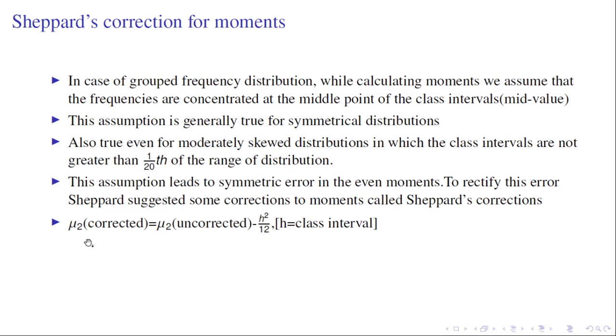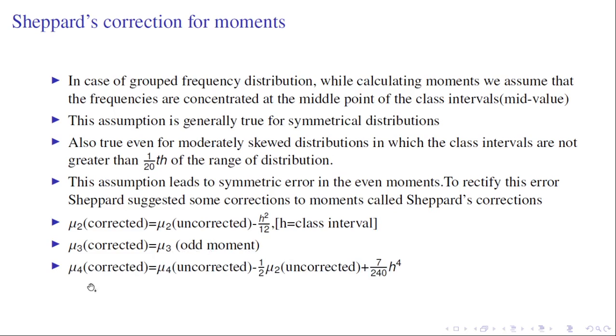He suggested the correction: mu2 corrected is mu2 uncorrected, meaning the calculated mu2, minus h square by 12. Here h is the class interval or width of the class. Similarly, there is no correction for mu3; mu3 corrected is mu3 uncorrected. And mu4 corrected is mu4 uncorrected minus 1 by 2 of mu2 uncorrected plus 7 by 240 of h power 4. Here h is the class width. You must remember these Sheppard corrections.